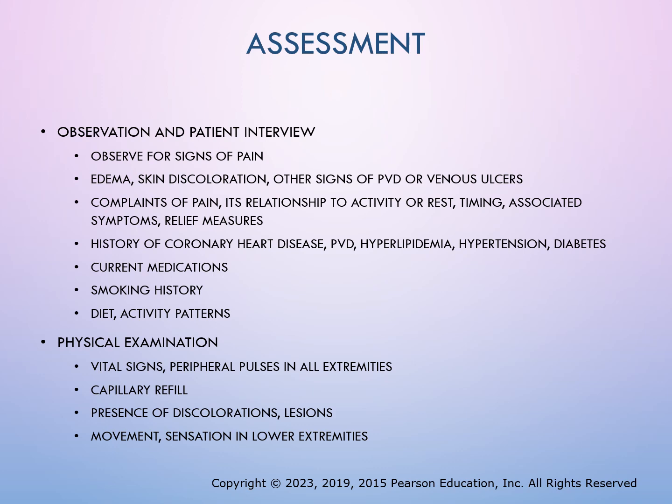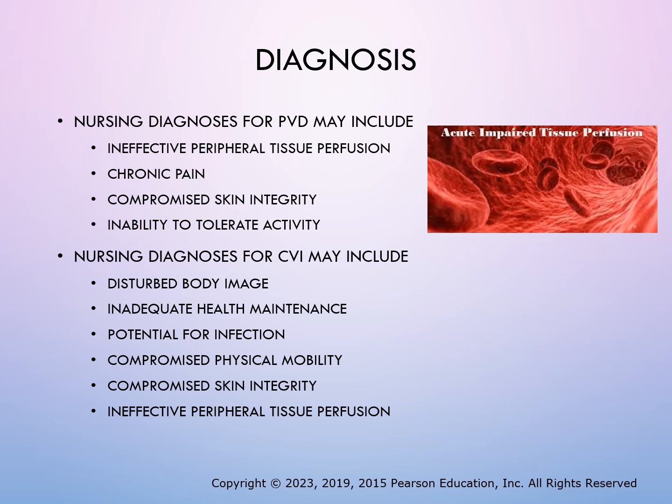has poor oxygen supply. Nursing diagnoses: inadequate peripheral tissue perfusion, chronic pain, compromised skin integrity, and inability to tolerate activity. And these are just a few. Problems: disturbed body image, because if you've ever seen anybody with rubor on their lower extremities, it looks odd, and people are very conscious of that. Potential for infection because they have open wounds. Their mobility is compromised, so again, that can lead to skin breakdown and wounds and infection, and maybe eventually sepsis.